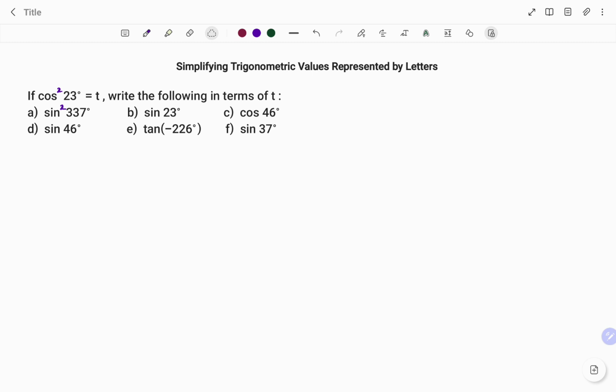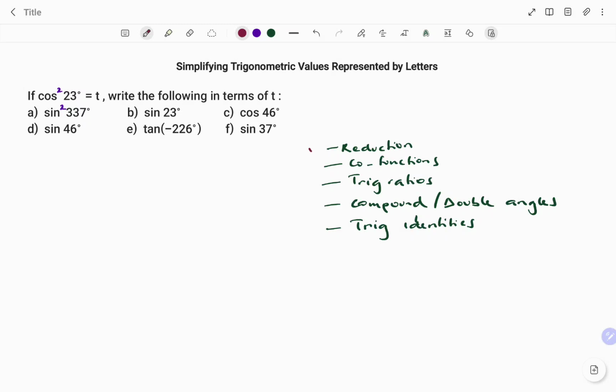When a trigonometric value is represented by a letter, other trig ratios or expressions can be written in terms of the given letter by using your reduction, cofunctions, trigonometric ratios, compound or double angles, and basic trigonometric identities.